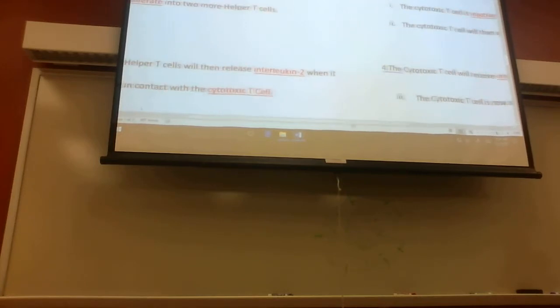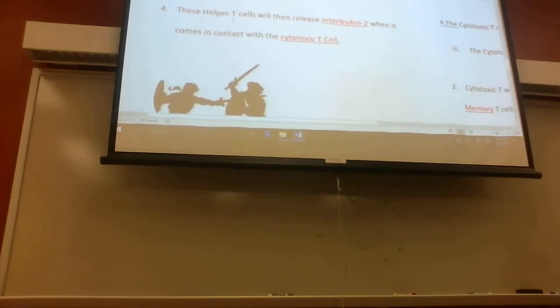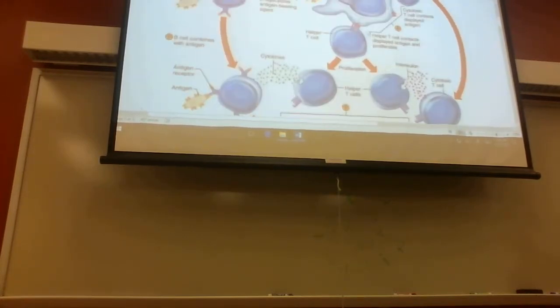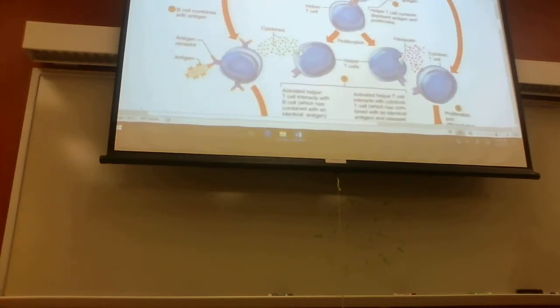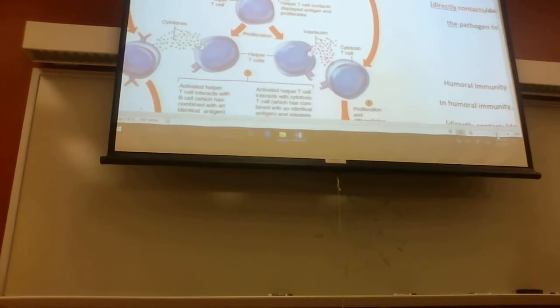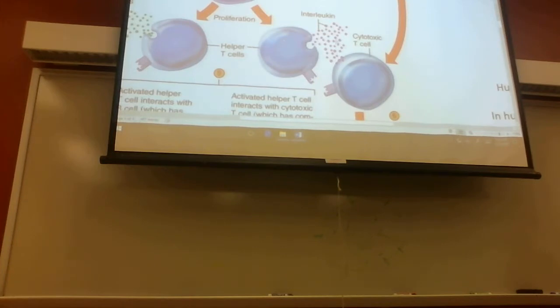For step 4, we're going to write these helper T cells. These helper T cells right here, this one that got proliferated, it will then release interleukin. That's what it's showing right here. That's step 4. The T cell will release interleukin. The interleukin will then come in contact with the cytotoxic T cell. That's what's happening right here. So it goes helper T cell, cytotoxic, helper T, cytotoxic.